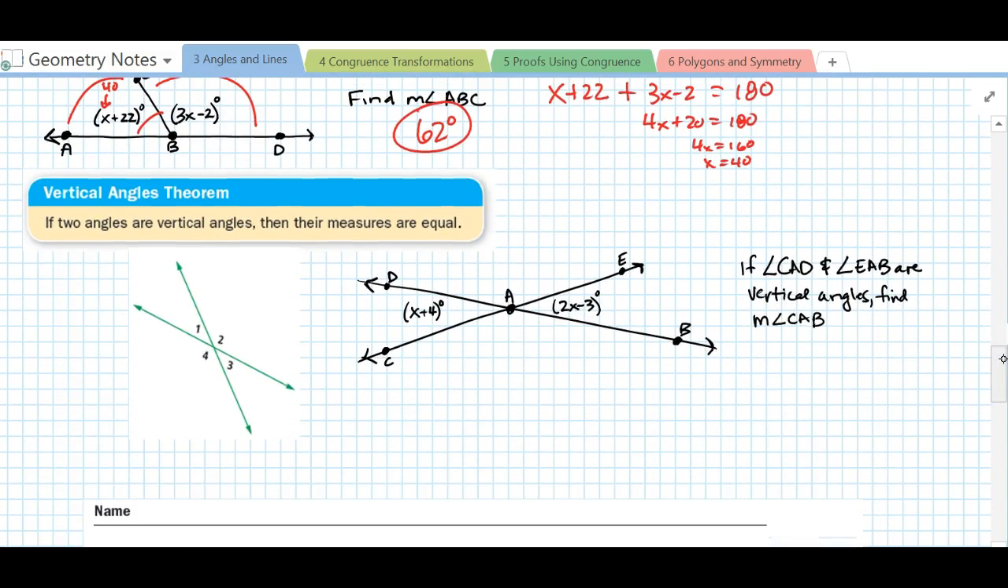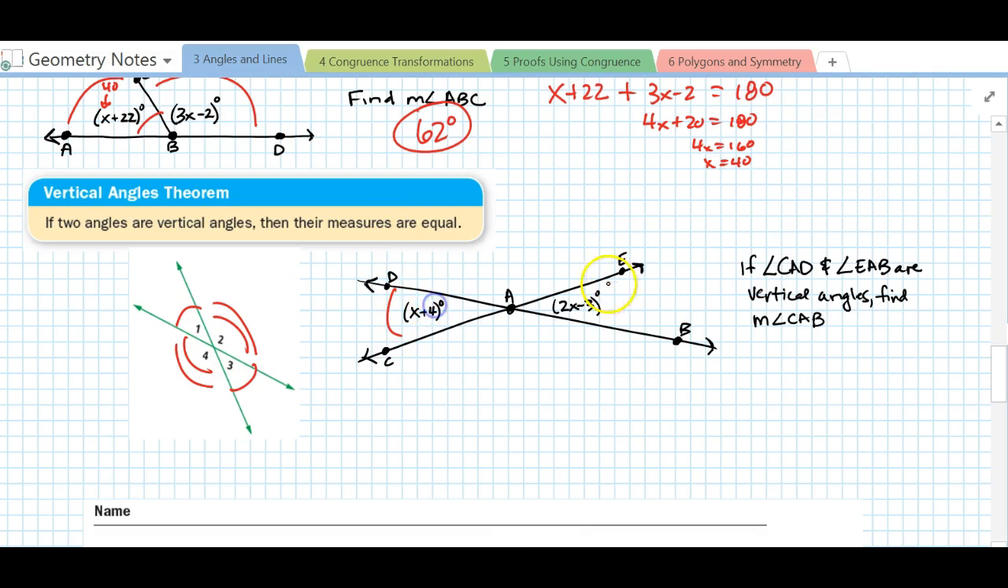Our last topic for today is vertical angles, and vertical angles are a favorite of mine. Anytime you have two lines that cross each other, there are two pairs of angles that are equal. Angle 1 and angle 3 are going to be equal to each other, and angle 4 and angle 2 are going to be equal to each other. So very similar to our process today, we're going to be using algebra to try to find missing angle measures.